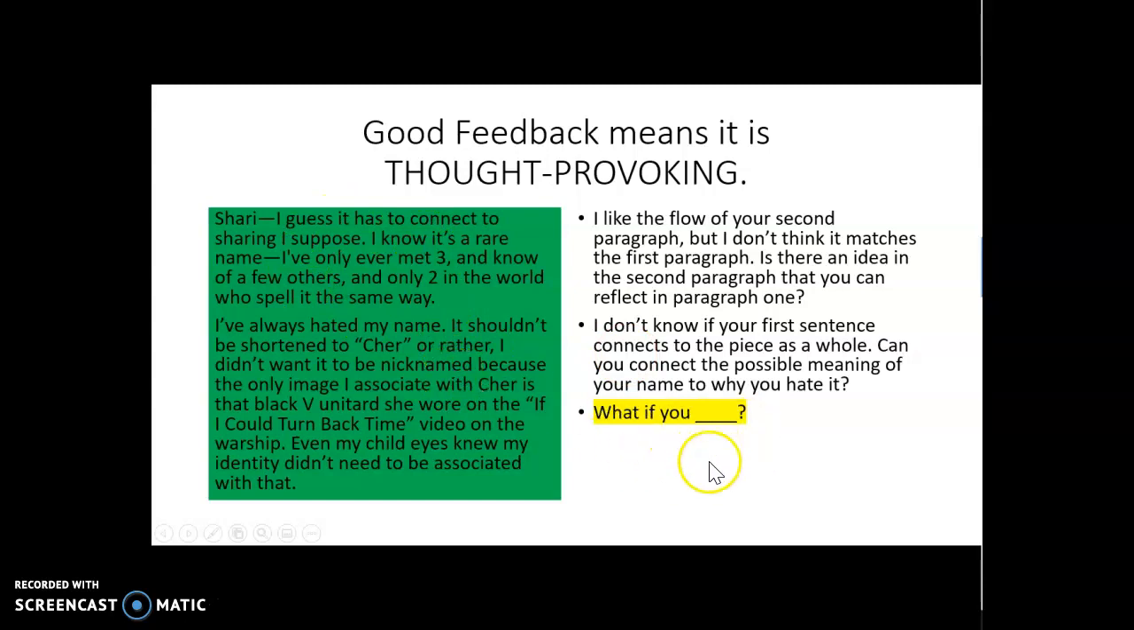This last one I highlighted because it's one of my go-tos. It's one of my favorites. As someone who does this frequently, it's really helpful if you start whatever you want to say with what if you, because ultimately it's the writer's choice. But you could pose that as what if you change the 2nd paragraph to match the 1st paragraph? What if you change this sentence so that it reflects more people who spell your name that way? That way it's up to me as the writer, because it is up to me as the writer.